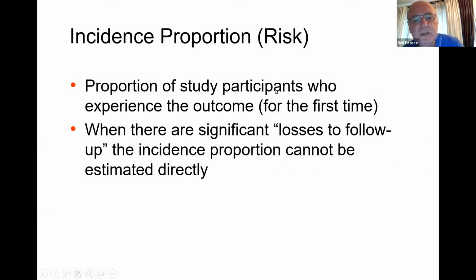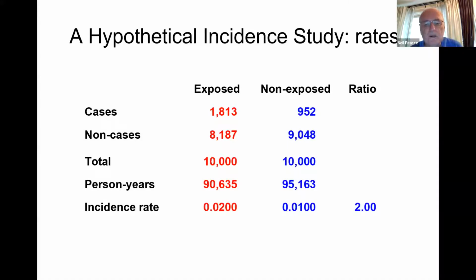Risk is the proportion of study participants who experience the outcome for the first time. If they already have the disease at the beginning, we exclude them. But when there are significant losses to follow-up, the risk cannot be estimated directly. And there's this additional problem that if you follow the population long enough, then essentially everyone's going to die and experience the outcome in some form or another. So the risk is a really useful concept, but it's actually quite hard to calculate because of this problem of loss to follow-up. So what we actually need to do is count how long we follow people for.